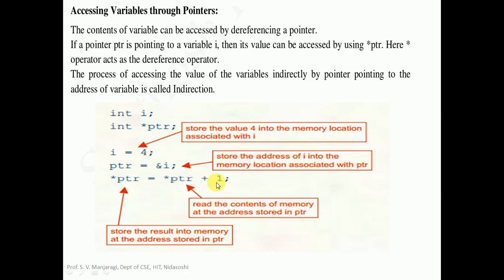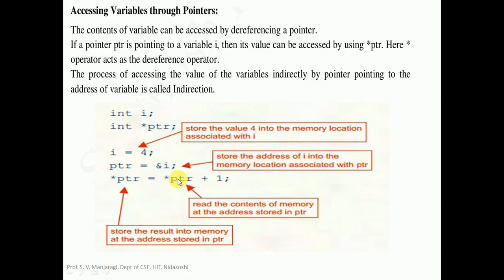After that we got the plus 1. So we get value as 4 plus 1, that is 5. So the value 5 will be assigned to pointer. Okay. So this statement basically what it does is it will store the result into the memory at the address stored in ptr. Okay, the same memory location value will be updated here.